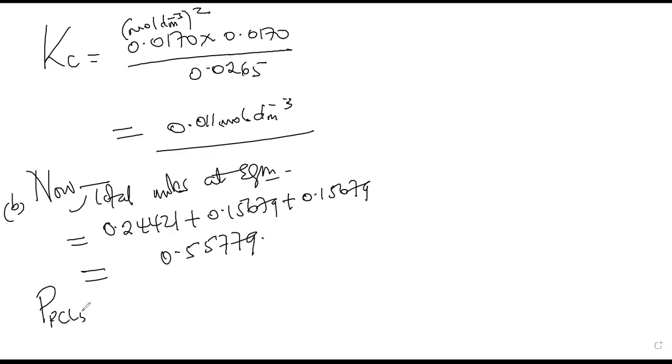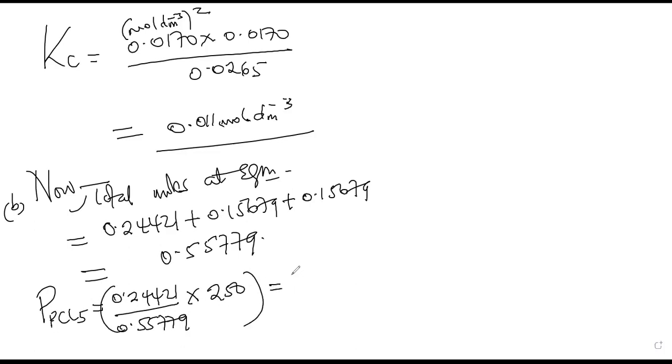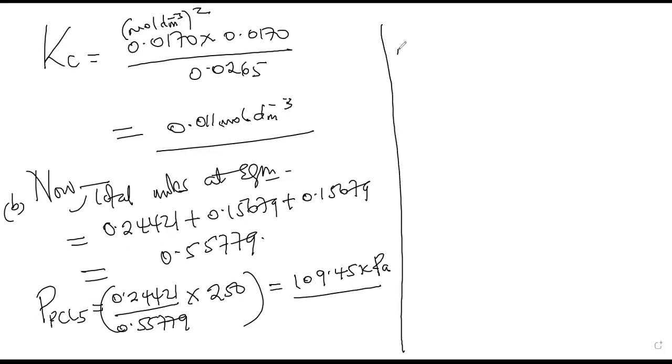So after getting these moles, I can get the partial pressure of each component, beginning with the partial pressure of PCl5. It will be moles of PCl5, which is 0.24421 over total moles 0.55779 times the total pressure 250. This one will give you the partial pressure of phosphorus 5 chloride as 109.45 kilopascals.